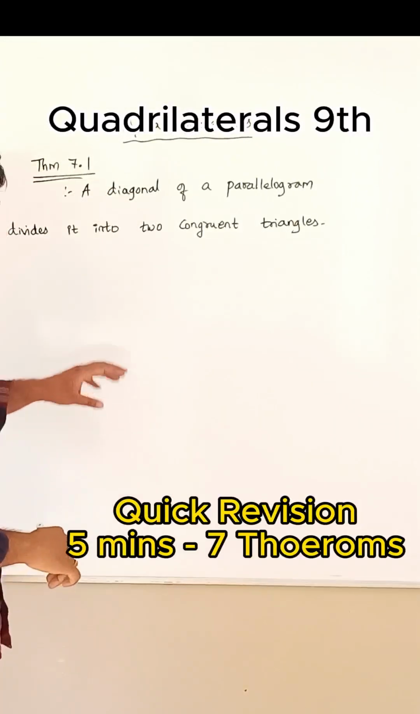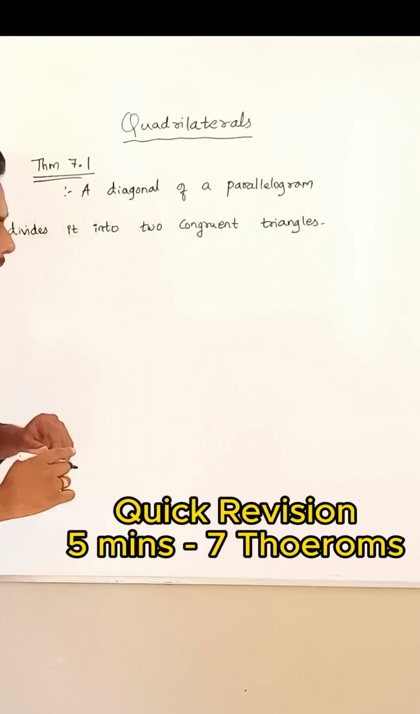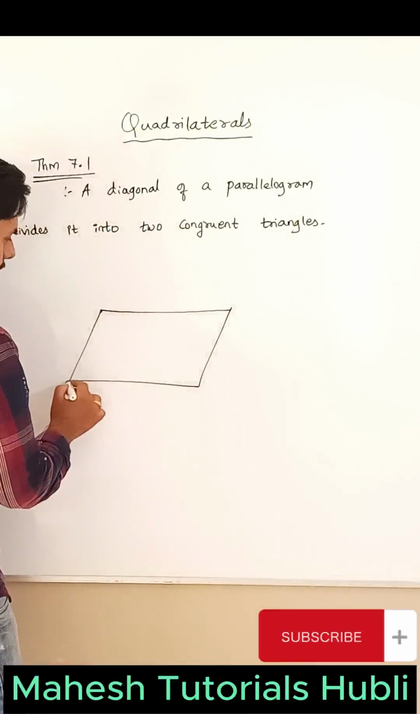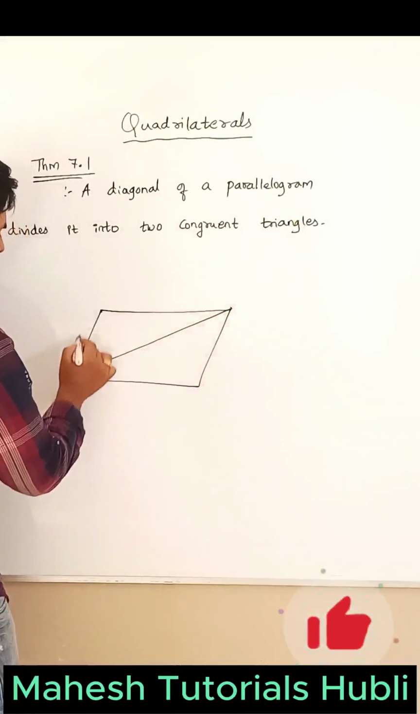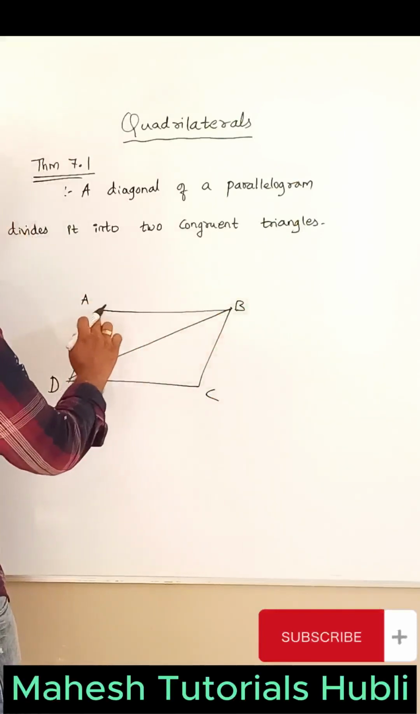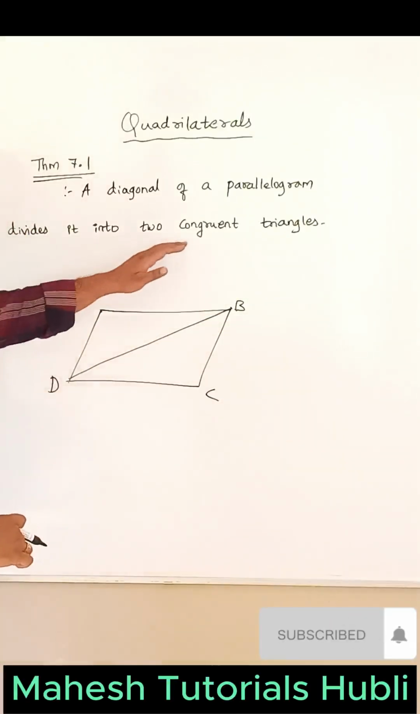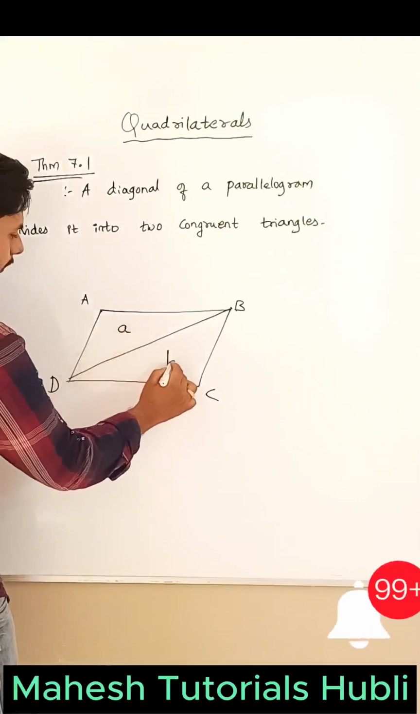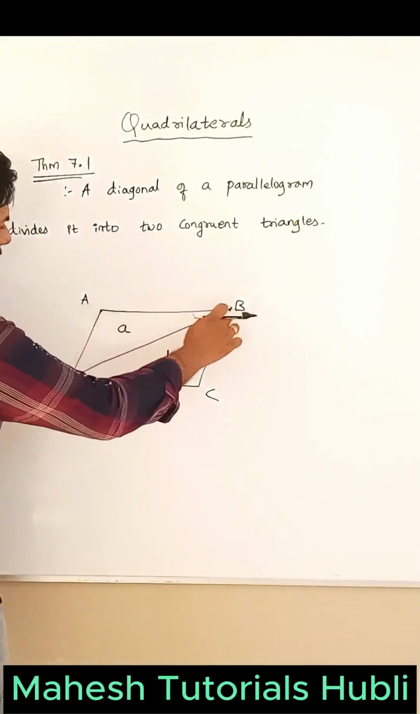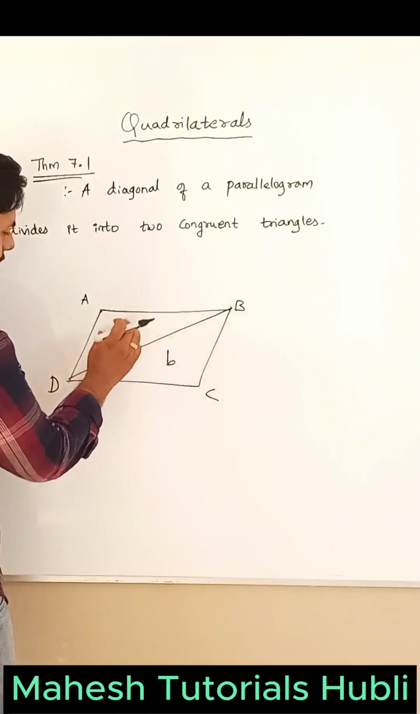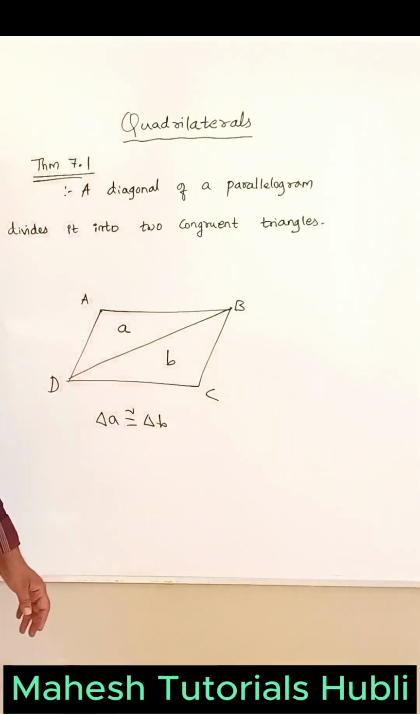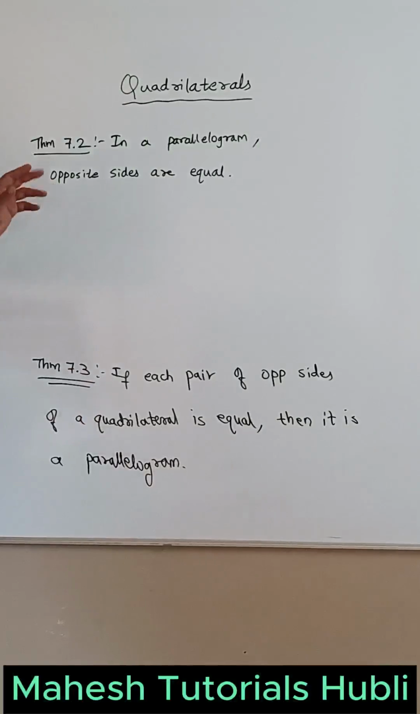Theorem 7.1 states that a diagonal of a parallelogram, first point, a diagonal. See here, there is a parallelogram, understand the concept. This is the diagonal, ABCD is a parallelogram. A diagonal of a parallelogram divides it into two congruent triangles. So this is one triangle, this is one triangle. A diagonal of a parallelogram divides it into two congruent triangles. That means triangle A is congruent to triangle B. Understood the first theorem?